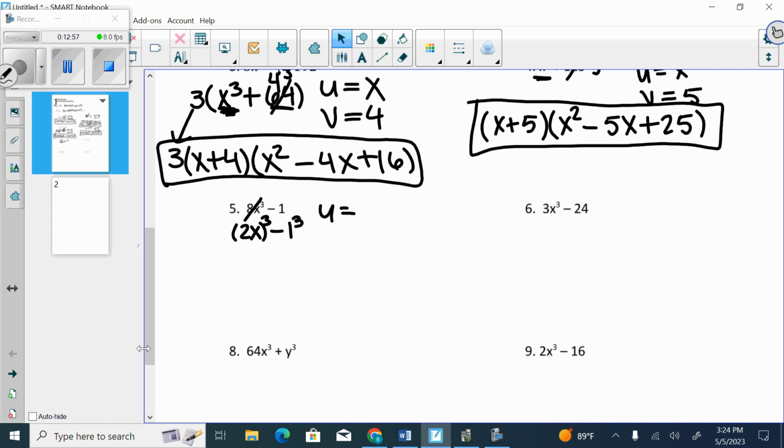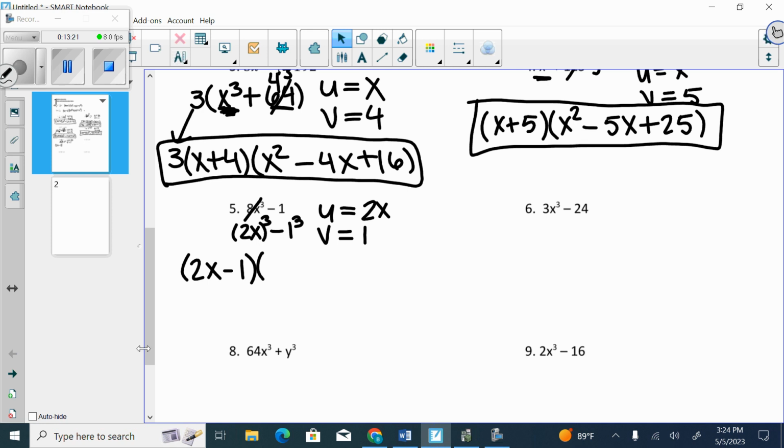Okay, so what's my u? 2x. And what's my v? 1. All right, this time, am I using the first or the second formula? The second, because it's got a minus in there, right? Okay, so for us, that's supposed to read u minus v. What's that? 2x minus 1.